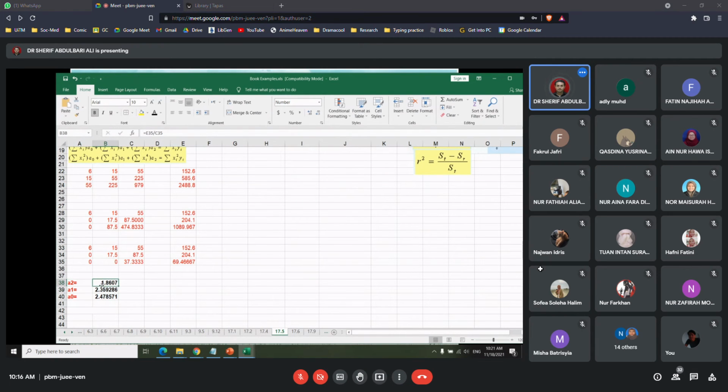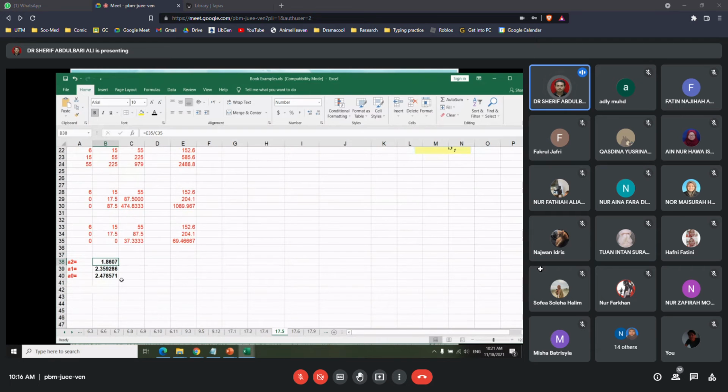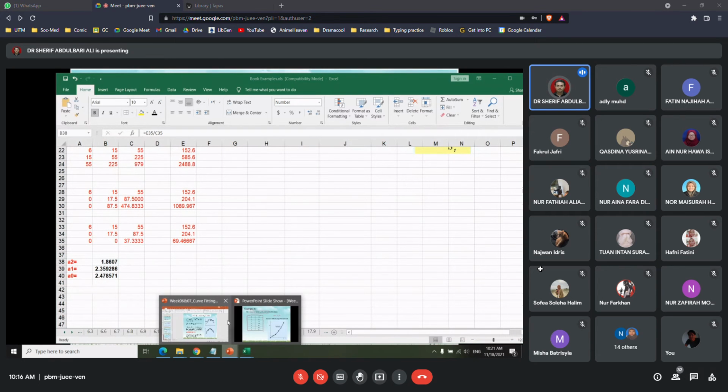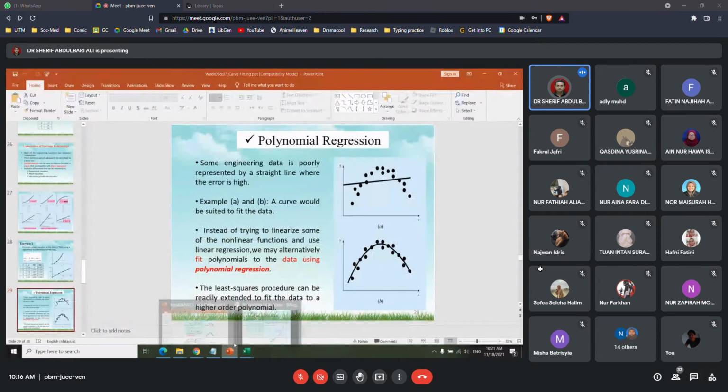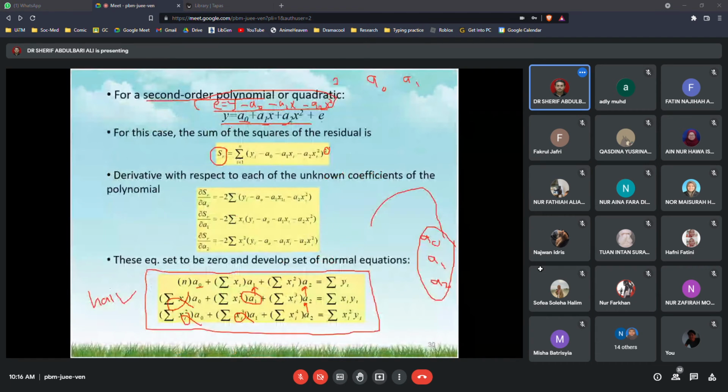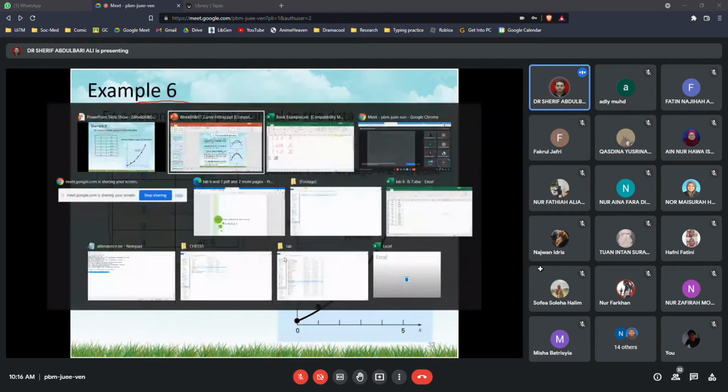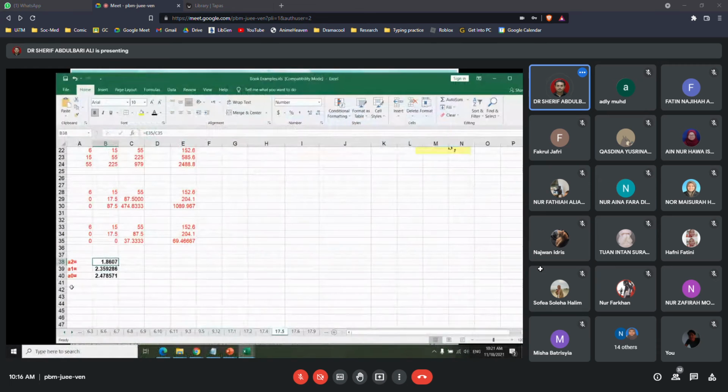So now you already found those values. So now you can answer for this. You can get this model to create for you the curve. Okay. So this is your model.